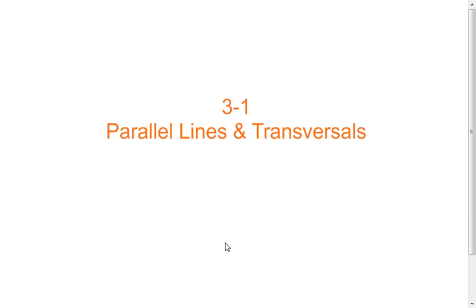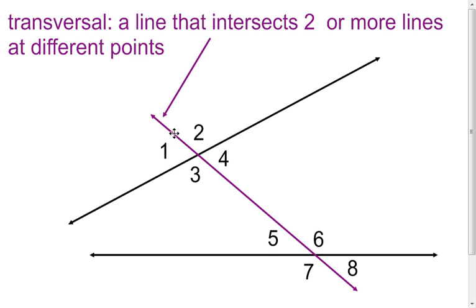In this lesson, we're going to talk about lines and transversals, and then angles that are created by those two lines and a transversal. And then we'll also get into parallel lines again, a little more of a review because we've already talked about parallel lines before. But the first thing is this purple line.